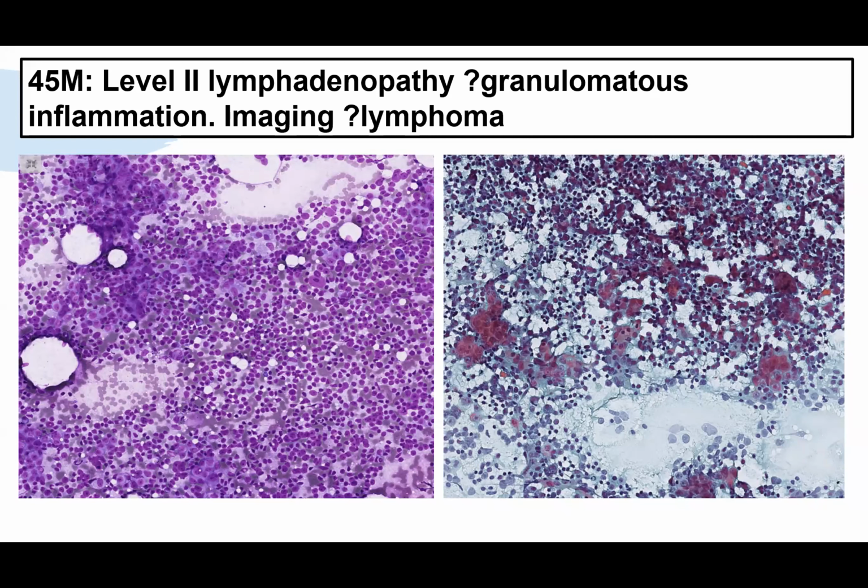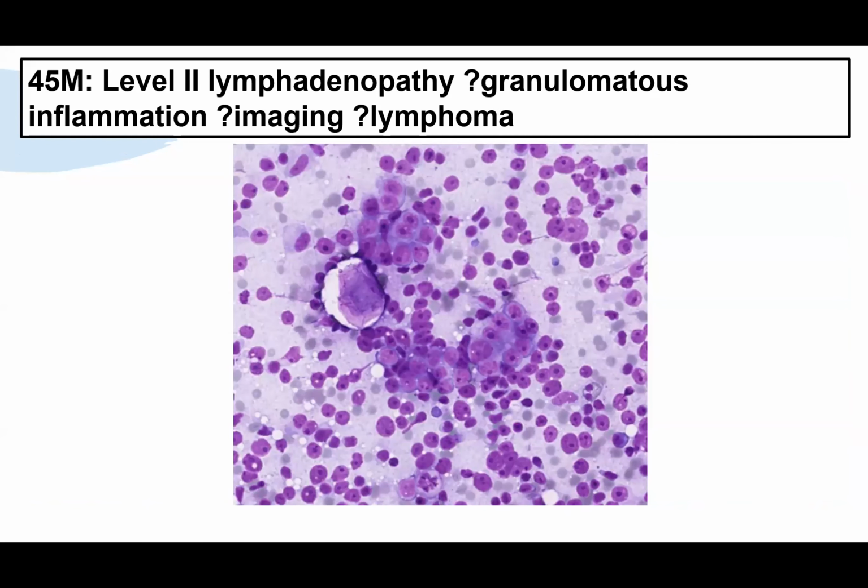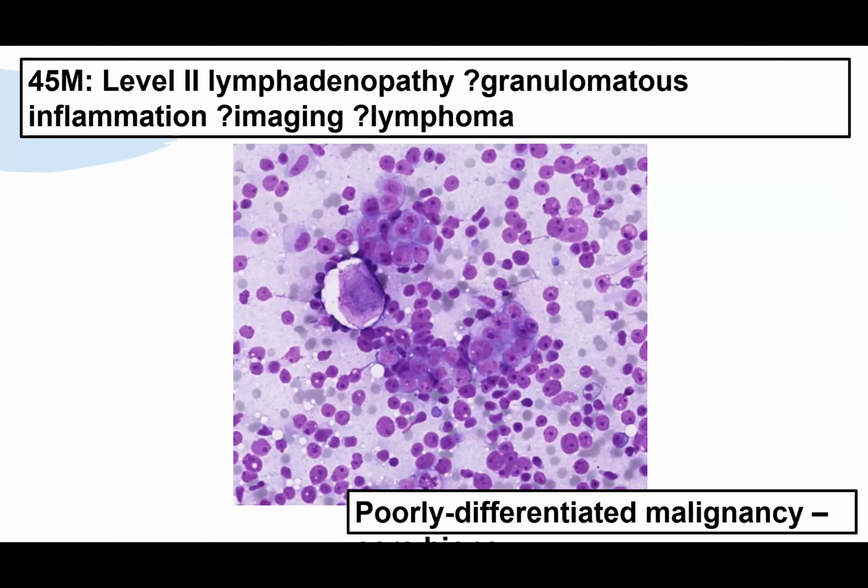and clusters of cells, that when you look in higher power, you can see some of them appear a bit more cohesive, but there is an element of pleomorphism. So this was seen as a poorly differentiated malignancy because it was very difficult to see whether this was going to be a lymphoma or whether this is going to represent a carcinoma.